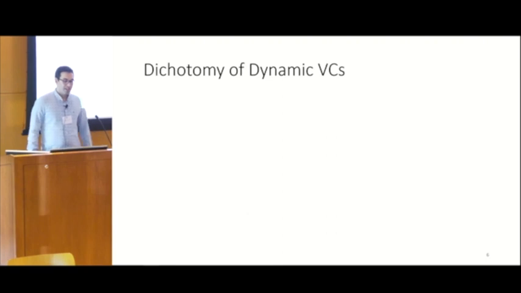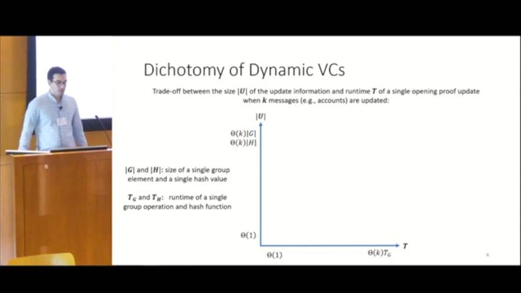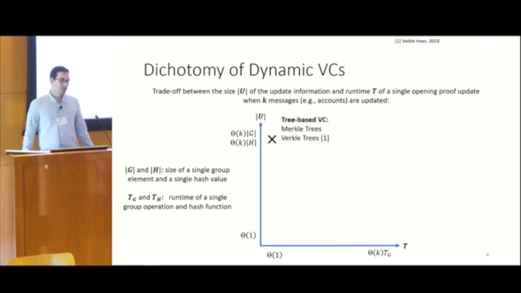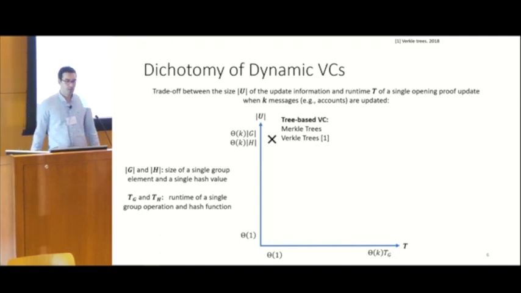Okay, so we have seen how dynamic vector commitments work, and now let's see how they perform in terms of the trade-off between the size of the update information and the runtime of a single opening proof update. Now let's suppose k messages are updated. Let's see how the existing dynamic vector commitments perform. On one hand, we have the tree-based vector commitments. Typical examples are Merkle trees or Verkle trees. If you haven't heard, Verkle trees is the proposed design for Ethereum's stateless client.